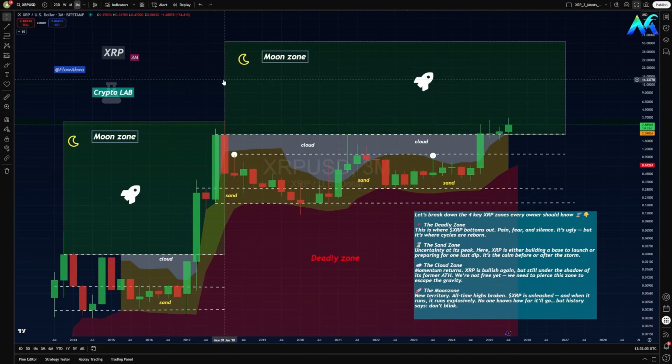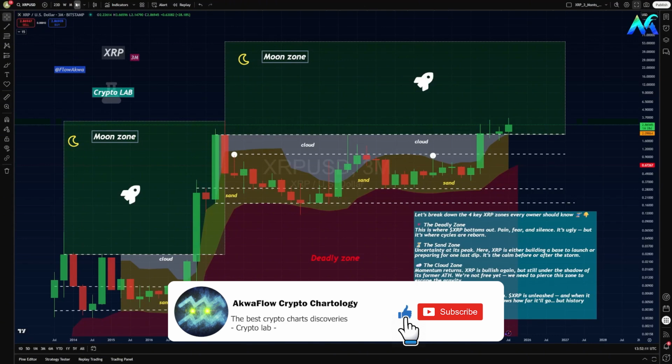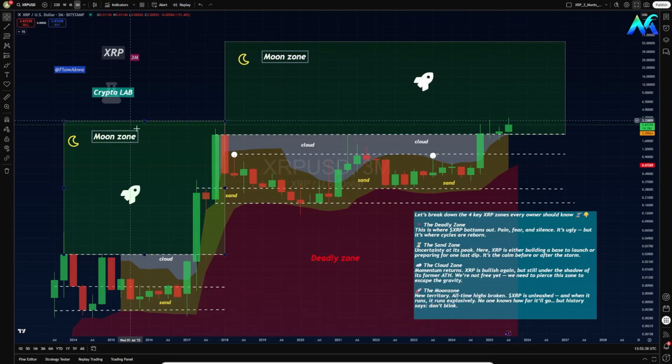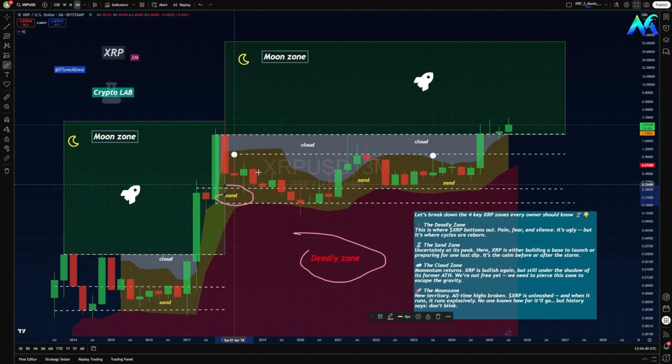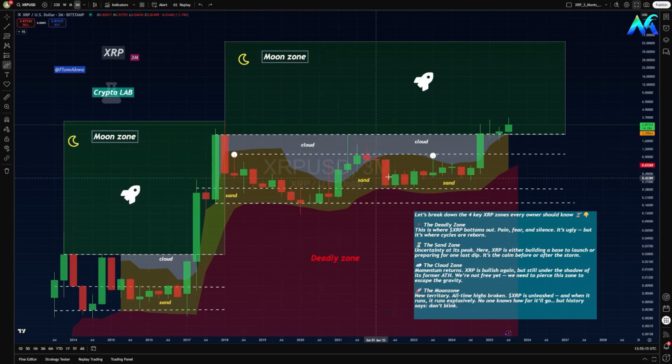Now let's begin. This chart is a beauty, right? The first thing you need to know is about the monthly time frame that I'm using. Here, I'm using the 3-month time frame. And this is very important because on these bigger time frames, the chart is very pure, very clean, without any distraction. And what would be very hidden or even mysterious on a daily time frame, here it becomes crystal clear. So as I said, we have 4 zones. We have the deadly zone, the sand zone, the cloud, right, and the moon zone. And each zone has its own purpose.